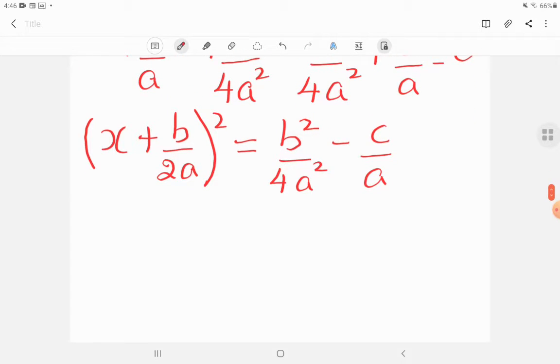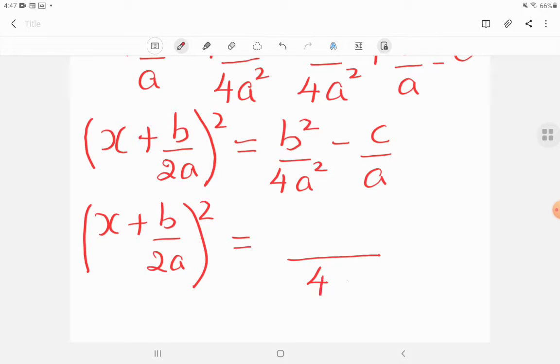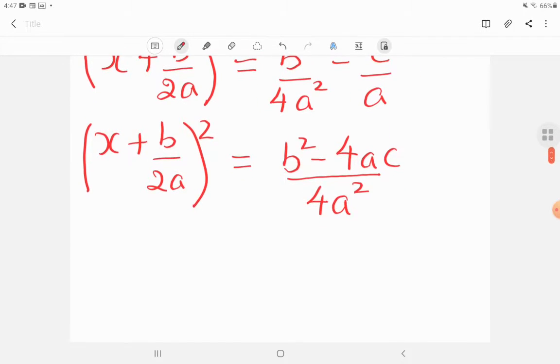Now again, you have to bring the right hand side into a single fraction. How do we do that? x plus b over 2a the whole squared is equal to, and here the least common denominator is 4a squared. 4a squared divided by 4a squared is 1, so it is b squared. And 4a squared divided by a is 4a, multiplied by c, it's 4ac. Just like how you do subtraction of fractions. So now we have to solve for x.